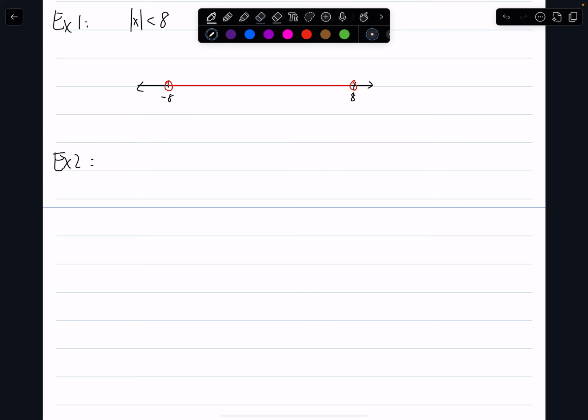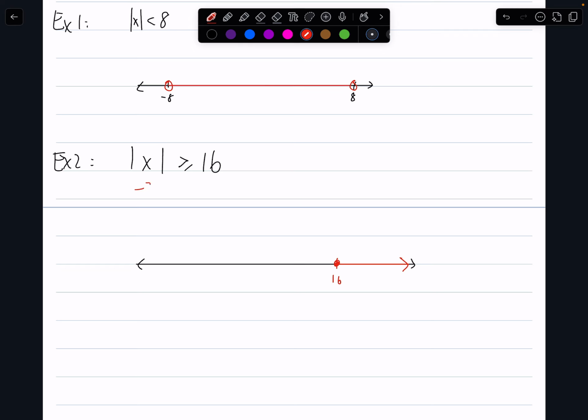Example 2, it says absolute value of x is greater than or equal to 16. Okay, so it says greater than or equal to 16. So automatically I know, you can do it for the positive first. So you can say 16 and greater than or equal to. So we know it's going to be everything after 16. But that only includes the positive numbers. What about the negative side?